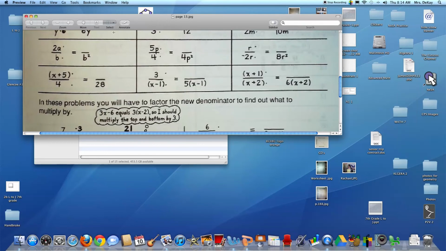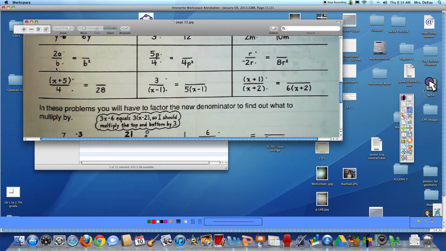Teal, you have the next one. B squared? No, just a B. So your numerator would be? 2ab. Okay, fill that out. Okay, Keely, the next one's yours.